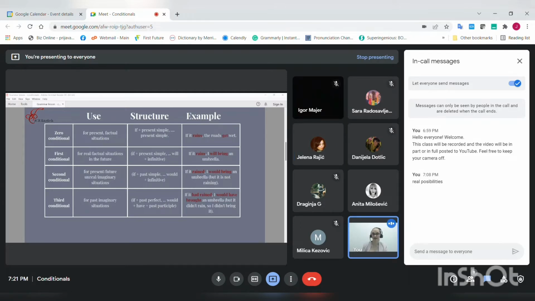In the past. If both of these activities would be in the past, then that's the third conditional. If I had won the lottery, I would have gone to an island. But the reality is that you did not win the lottery, so you did not go to an island, right? Yes. Can we try one more time?